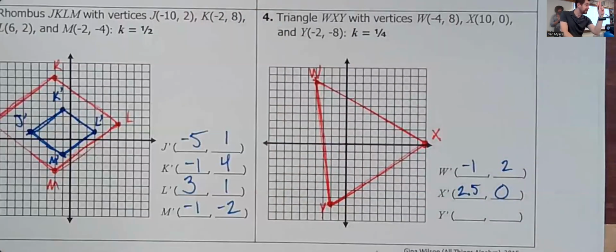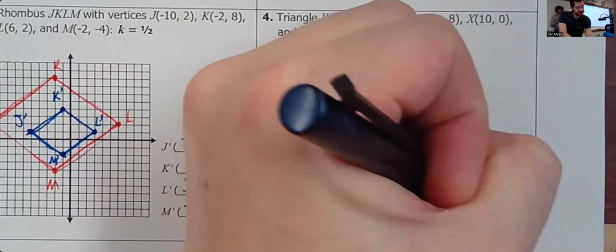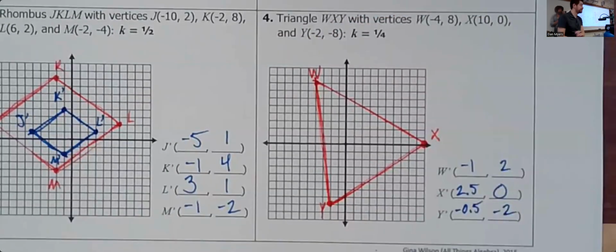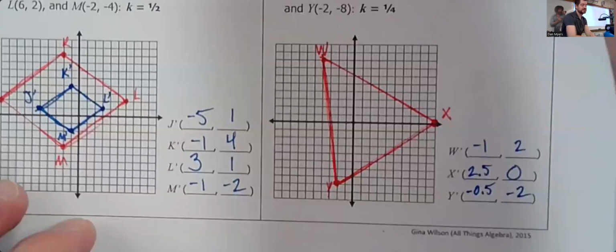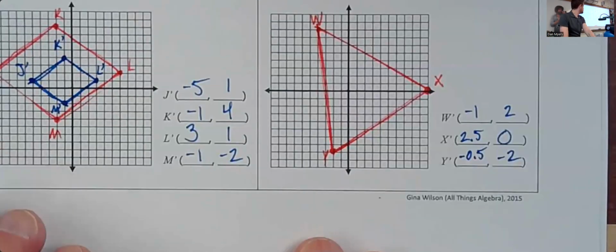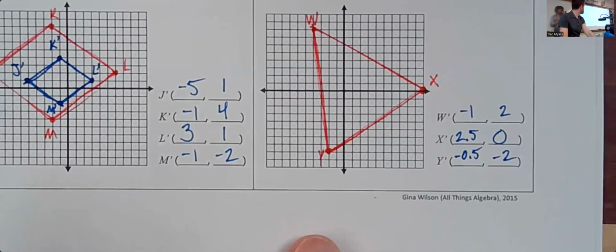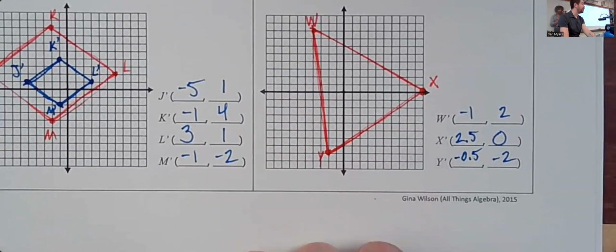Oh, sorry, I was wrong. 2 of them end up being decimals, not just 1. So take a look at the numbers. W prime should be at -1, 2. Those are the coordinates for that one. X prime should be at 2.5, 0. And then Y prime should be at -0.5, -2. Sorry, -0.5, -2 for Y prime.